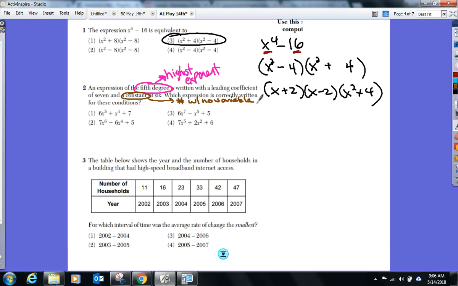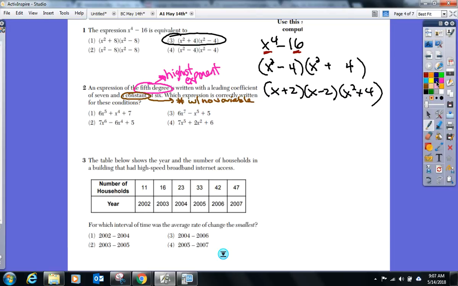Put all those together right now. Highest exponent of 5, leading coefficient of 7, number with no variable is 6. Emily, give me a number 1 through 30. Let's roll. 29. Which one fits in that description? Choice 4.